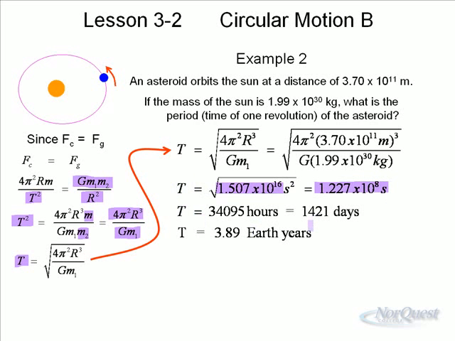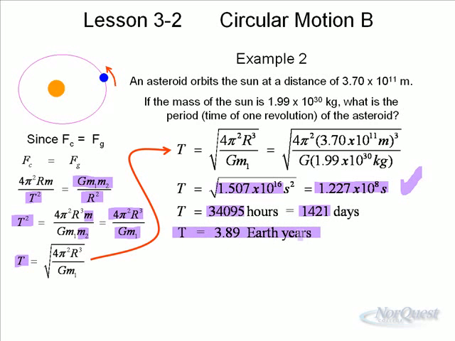When you take the square root of that, you should get 1.23 times 10 to the 8 seconds, which is, when you divide by how many seconds in an hour? Take this number, divide by 3,600. That's how many seconds in an hour. You'll get this many hours. Divide that by 24. You'll get 1,421 days. And of course, an Earth year is only 365 days. So that asteroid takes about 3.89 years, or our years, to go around the sun.